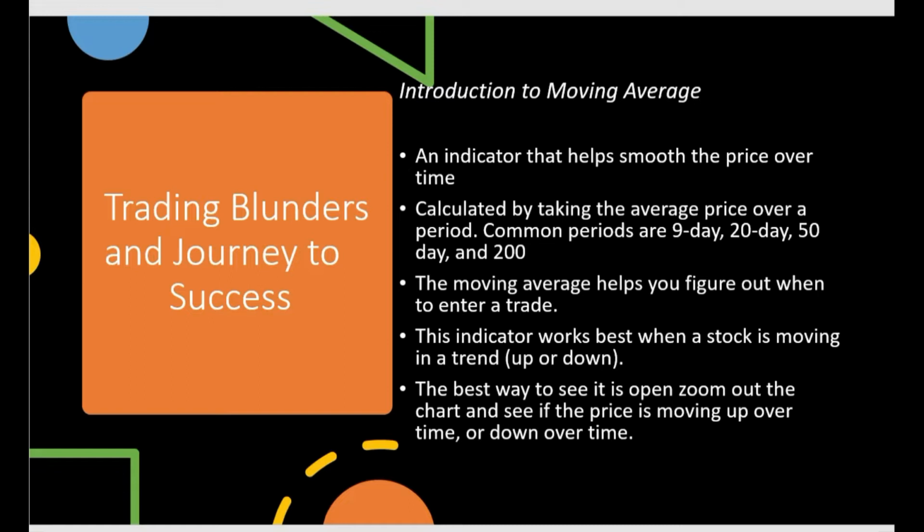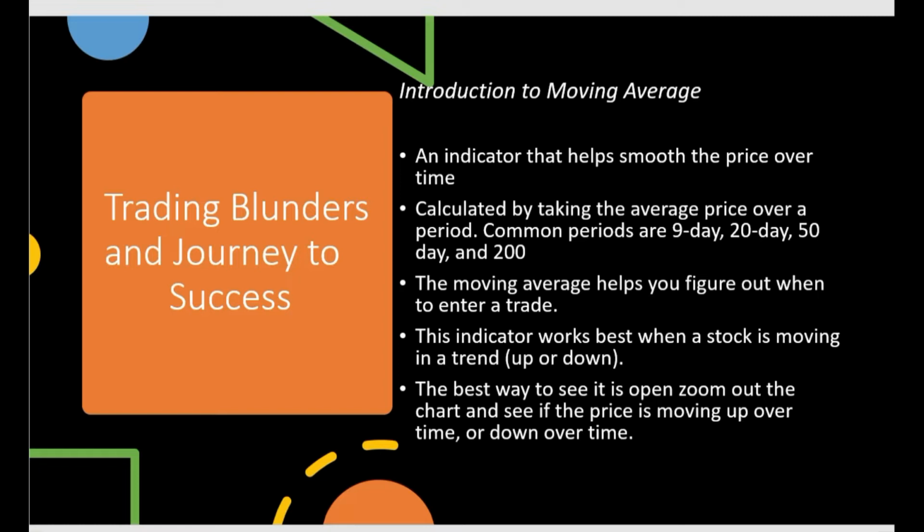In terms of the indicator, people use the moving average in different ways. The most common ways I've seen through what I've looked at so far are, on day-to-day trading, a lot of people use a smaller time frame, like a 9-day moving average. Also, a 20-day, a 50-day and a 200-day are used.